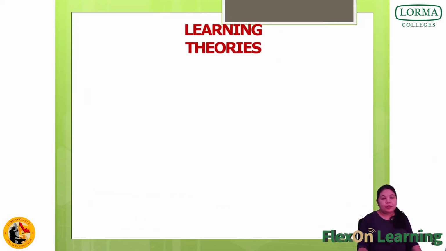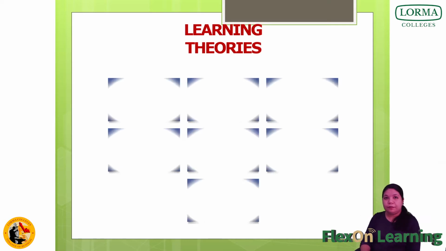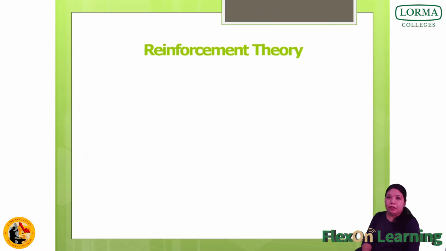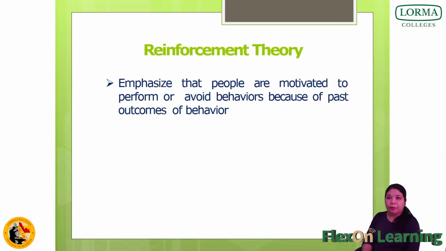Now, before we proceed, let's discuss the different theories under learning. We have the reinforcement, social learning, goal theories, needs, expectancy, adult learning, and information processing theory. For the reinforcement theory, it emphasizes that people are motivated to perform or avoid behaviors because of past outcomes of behavior. Say, for example, you don't want to do the same thing like drinking liquors because you already experienced being humiliated by other people. So that's an example of reinforcement theory.